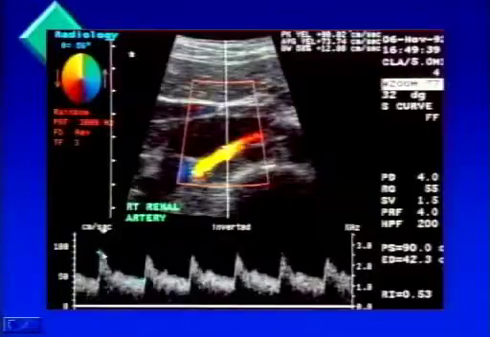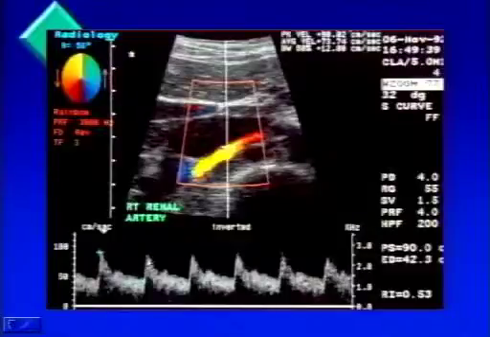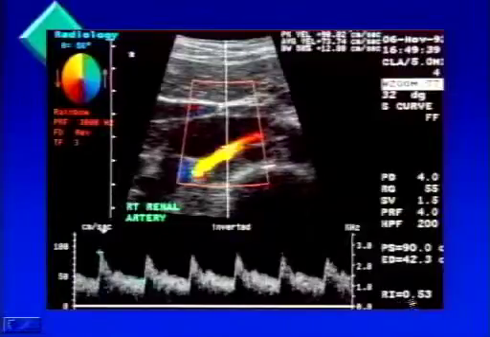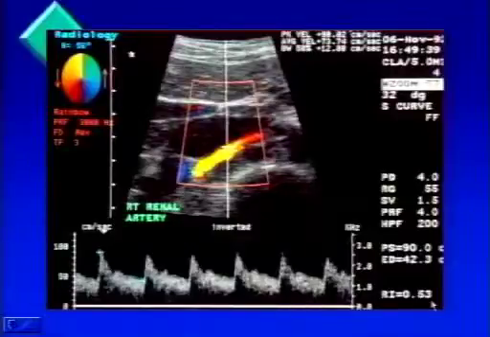The next measurement that we would do is a resistive index, and that measurement is performed by placing the cursor at peak systole and at end diastole right before the onset of the next systole. We input this into the system's calculator, and it measures in this patient that its resistive index is 0.53, which is also well below the normal value of 0.75 or less.